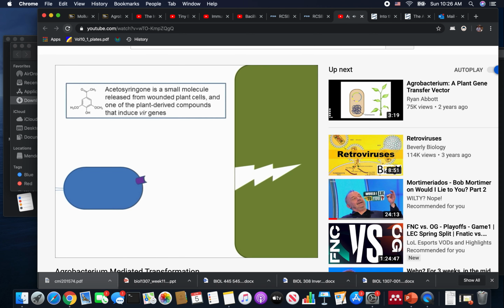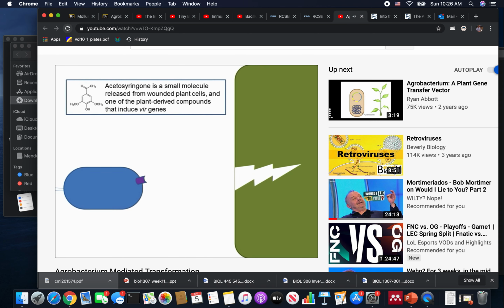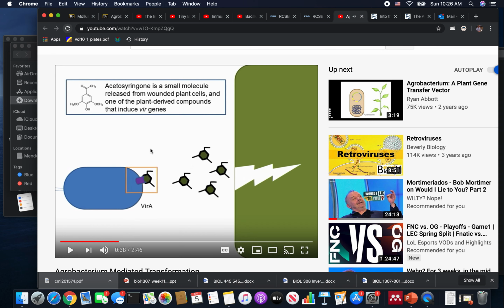Among the molecules released from the wounded plant tissue is the phenolic molecule acetosyringone, and this molecule binds to a receptor on the bacterium encoded by the bacterium's virulence genes. Okay, so here we go. Acetosyringone. This is the actual molecular structure up here.